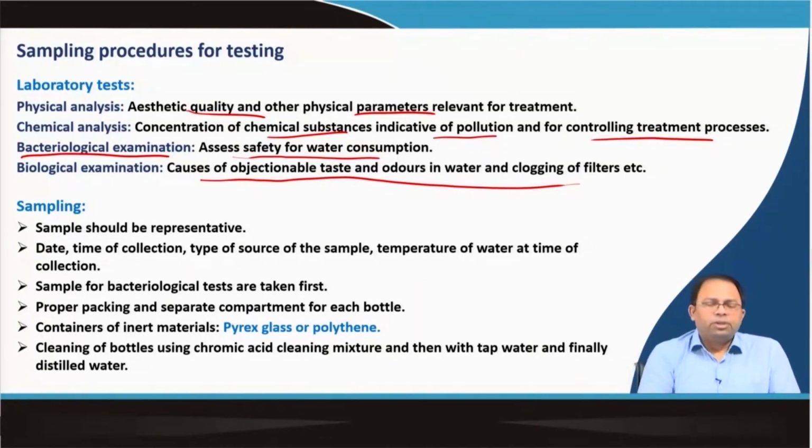First of all, whenever you do sampling, sampling has to be representative. That means it should represent the water that we are testing. Date, time of collection, type of source of the sample, temperature of water at time of collection, all these things have to be recorded. Samples for bacteriological test are taken first, with proper packing and a separate compartment for each bottle, and containers of inert materials like Pyrex glass or polythene so that it does not react with the water. Cleaning a bottle is done using chromic acid cleaning mixture, then with tap water and finally with distilled water.